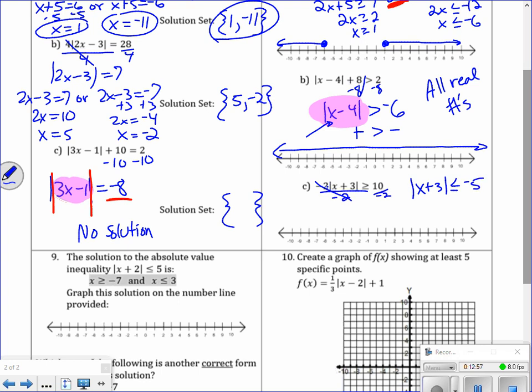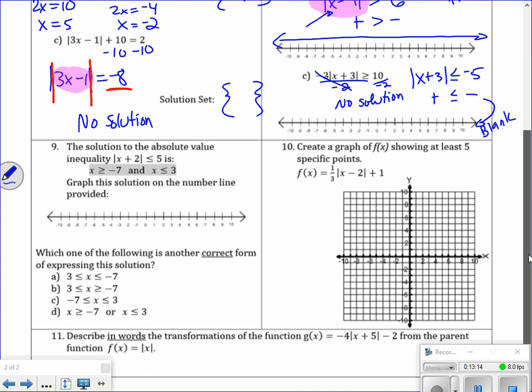All right, so again, stop. You have a positive thing less than or equal to a negative. So when is a positive less than or equal to a negative? Never. So this graph right here stays blank because there is no answer. And you should say no solution. So your answer is that there is no answer.